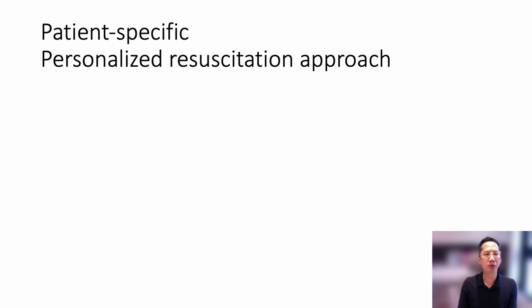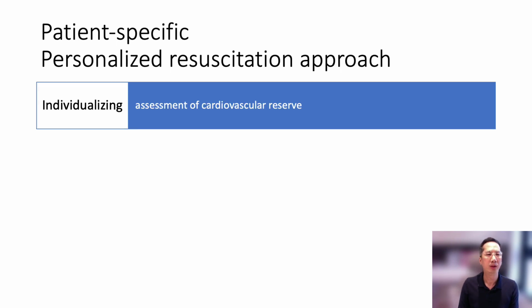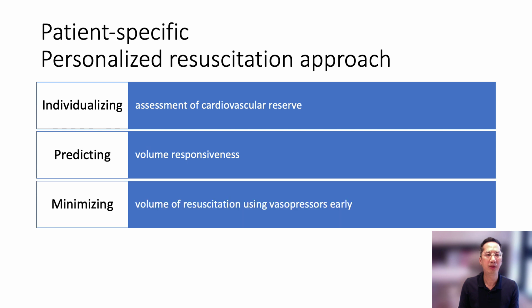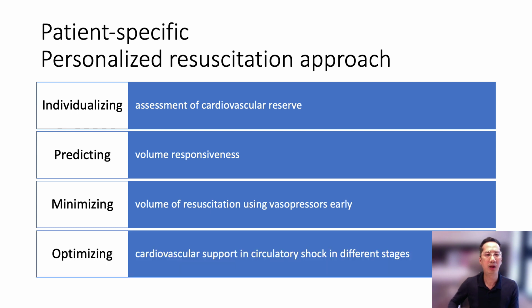So let's shift gears to the patient-specific personalized approach. We want to individualize the assessment of cardiovascular reserve, like previously illustrated, and we want to predict volume responsiveness. We want to minimize the volume and use vasopressors early. And lastly, we want to optimize resuscitation in different stages of circulatory shock.